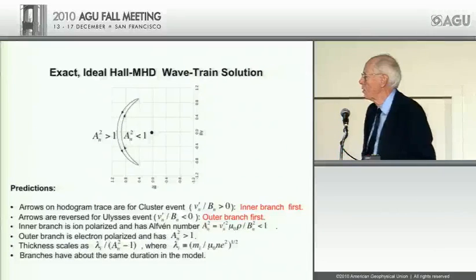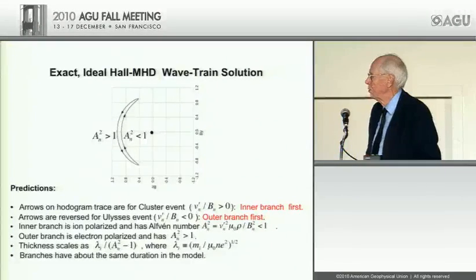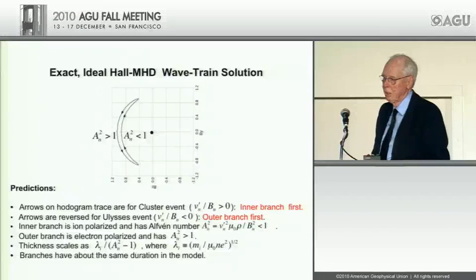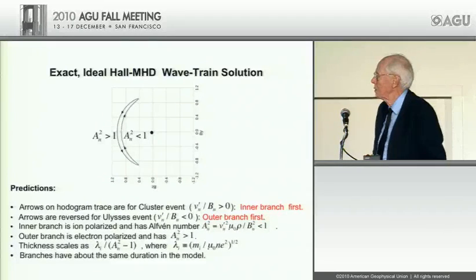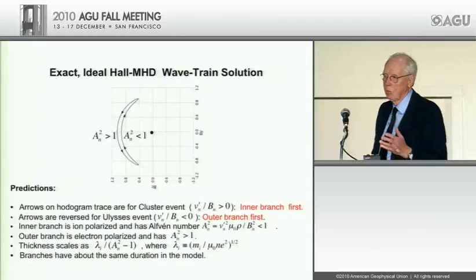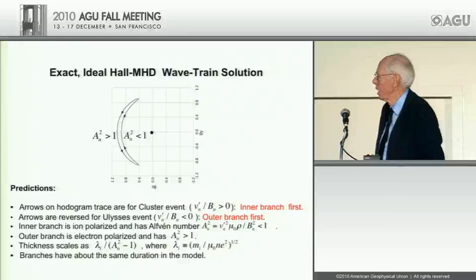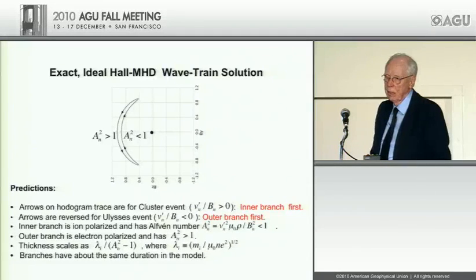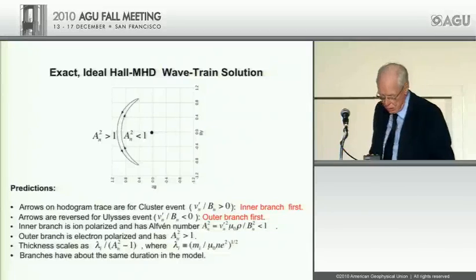Now, there is, however, a fly in the ointment, a big fly in the ointment, and that is that the branches have the same duration in the model, whereas in reality you see that one of them is slow and has a lot of wiggles in it, and the other one is fast. And the reason for that we don't understand exactly right now.